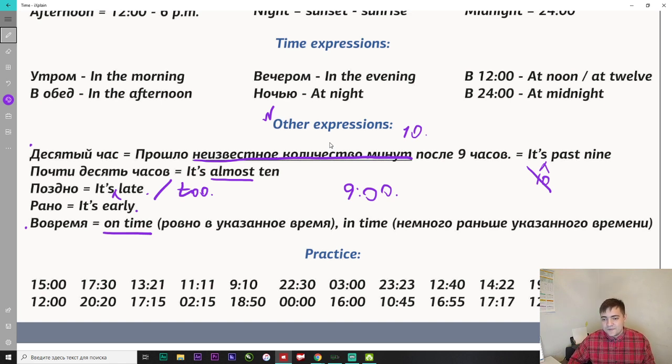Well, the next case when we can use this expression вовремя is in time. We can replace it with the preposition in. In time means немножко раньше указанного времени. So it's always good to be in time for somewhere, right? If your lesson starts at 9 o'clock, it's good to be in the class at 8:50, or at 10 to 9, okay? 8:50 or 10 to 9. That's what we started, alright?